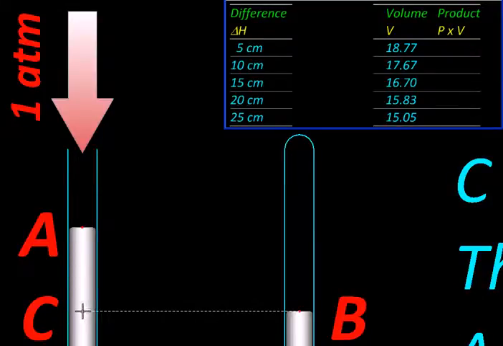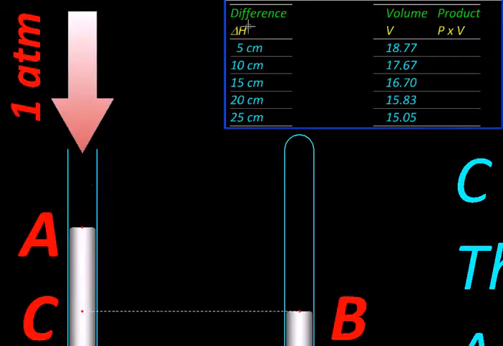And what is the pressure at C? The pressure at C will be the pressure due to the mercury column on top of it, that is AC, and whatever might be the pressure on top of A. So what is on top of A? The atmosphere, because it is open to the atmosphere. And therefore the pressure at C will be equal to pressure due to mercury column AC plus the atmospheric pressure, which is 76 centimeters of mercury.